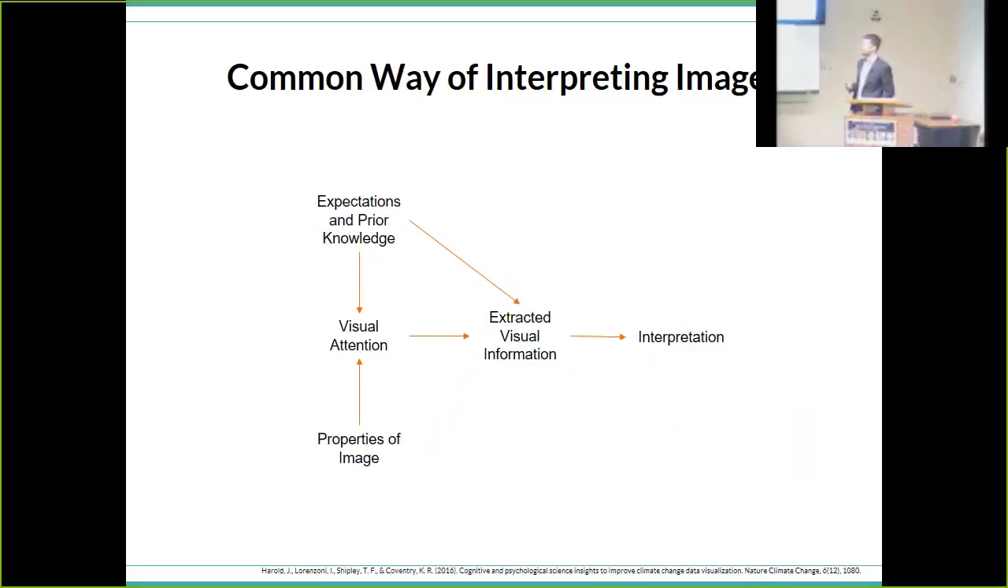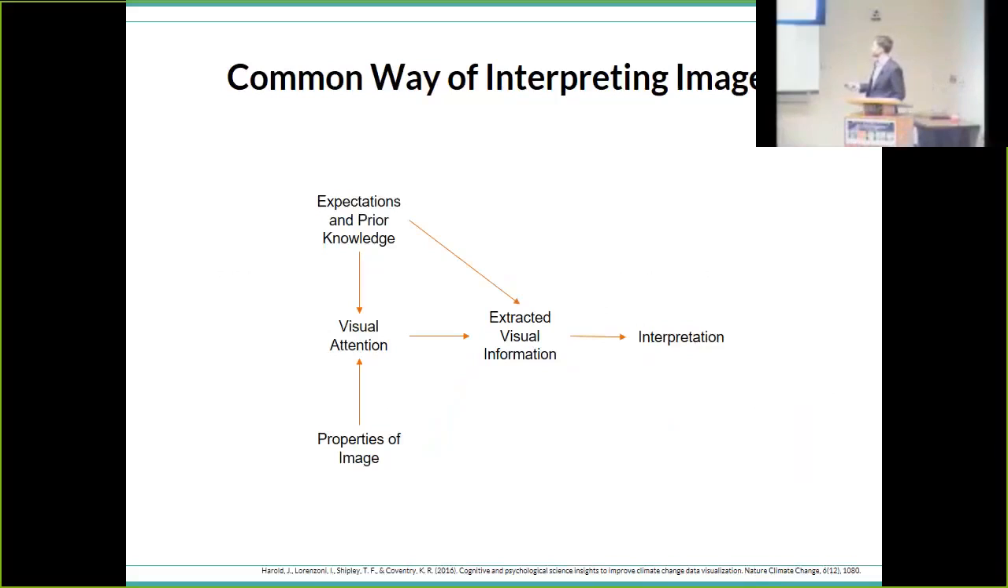So this is the expectations that the person has going into looking at an image. So what are they expecting to do with it? What do they think you want them to do with it? And also the prior knowledge that they have that they're using to interpret that image. That could be anything from scientific literacy, visual literacy, any sort of scientific background this person may or may not have.